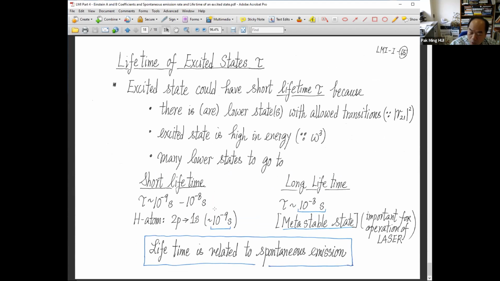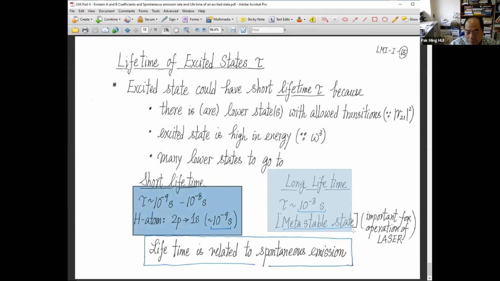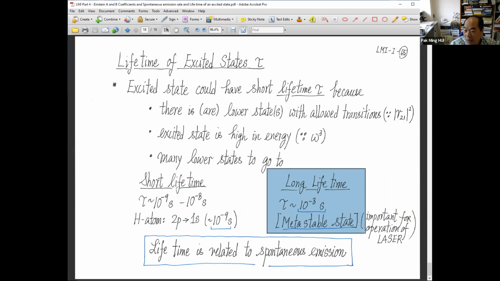So I already mentioned what is short. Okay, you want to see this calculation, look at the sample question, and then sometimes you will see some longer lifetime. And that will be useful for some purposes like selecting a state, preparing for lasing action.